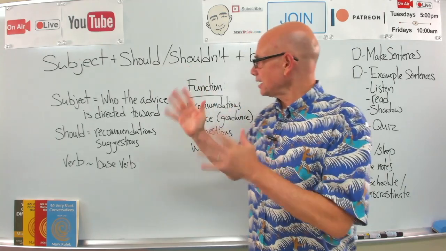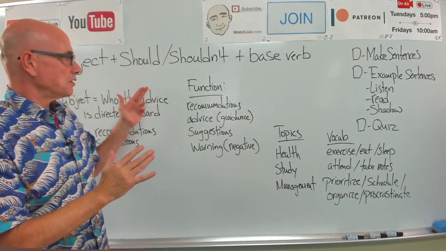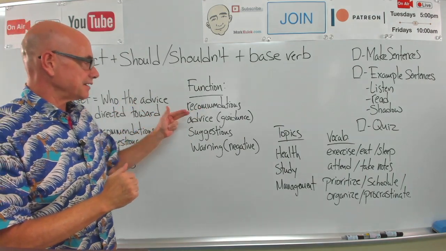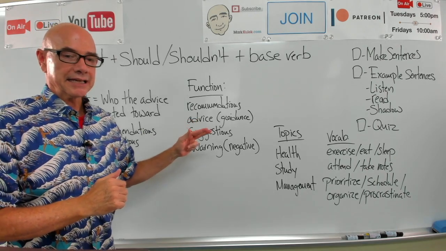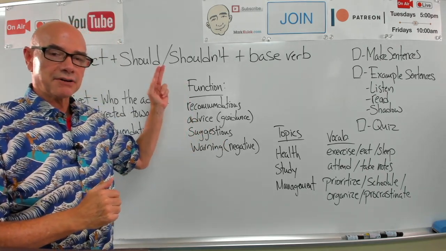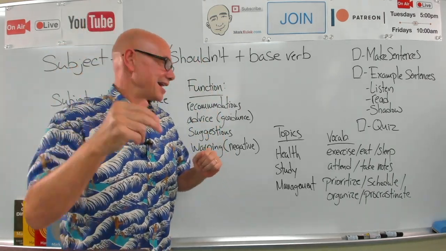And the function, okay? Function right here. The function of this pattern: recommendations, advice or guidance, suggestions, warning in the negative. So shouldn't, right? That's negative, and so that's a warning. You shouldn't do that, right?